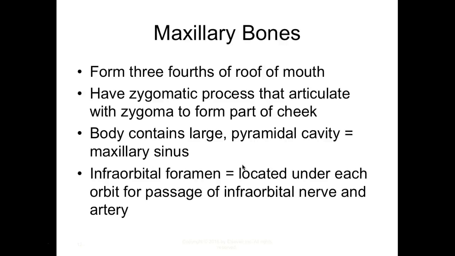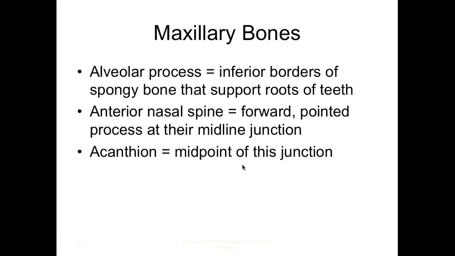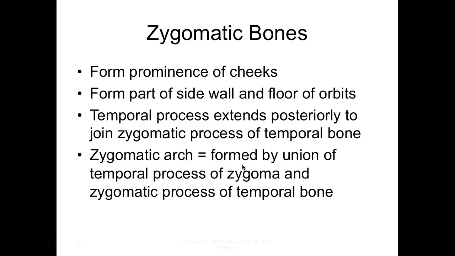for passage of the infraorbital nerve and artery. So, the alveolar process is the inferior border of the spongy bone that supports the roots of the teeth. The anterior nasal spine is the forward pointed process at the midline junction, and the acanthion is the midpoint of that junction.